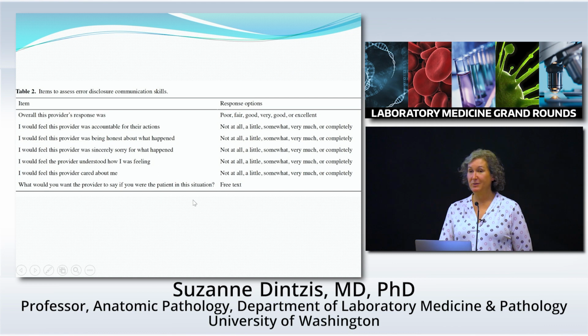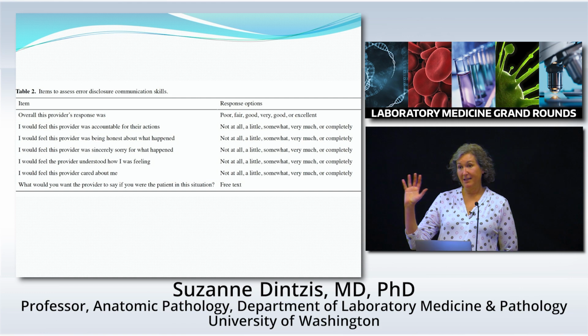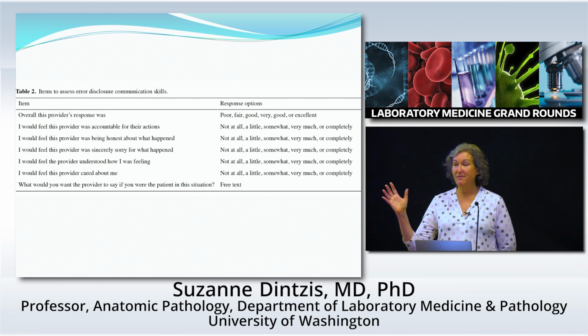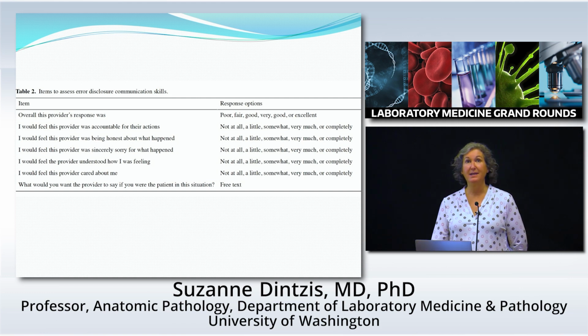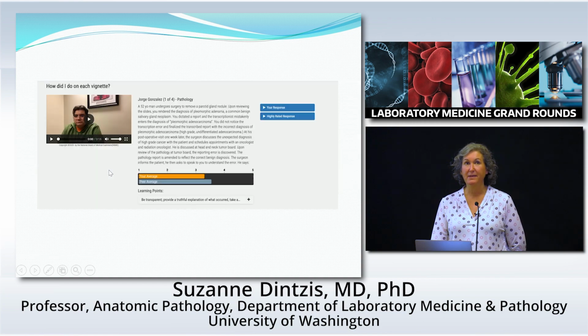The raters, who are the crowdsourced MTurk people, have a Likert scale that they use, 1 to 5, on how the resident did. And they're looking at things like, are they accountable? Are they honest? Were they sincerely sorry? Could they be understood? Did they feel like they were cared for?